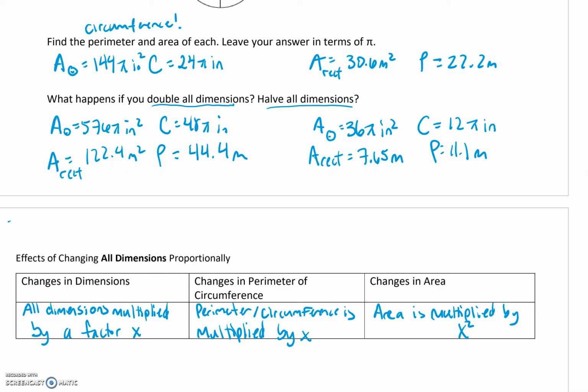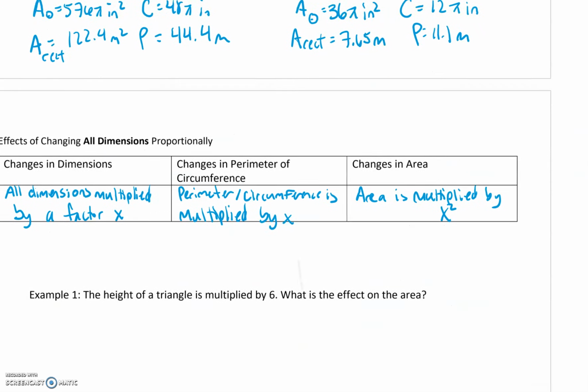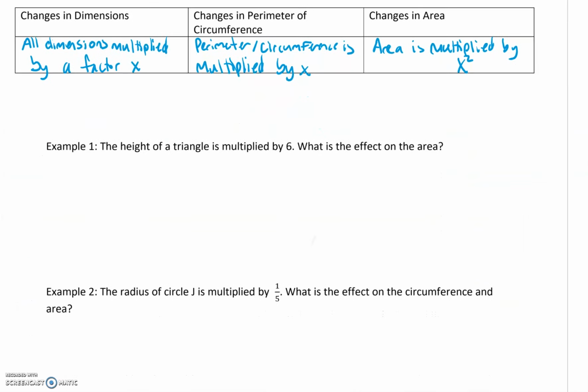All right? And you can also work backwards. You can say, oh, the new area is this. What was the factor? And we can work backwards. So these are relationships that we want to work with. So we have a few examples to help us with that. And that'll wrap up this section.